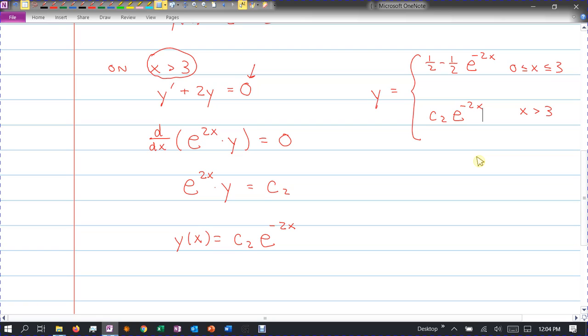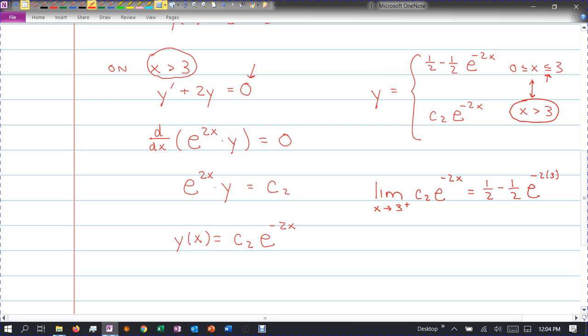So our discontinuity is happening here at 3, when we have a switch over from 3. What we want is basically that the limit as x approaches 3 of this function, approaching from the right hand side, that means we'd be looking here, to be equal to the function's value at 3. And if we're at 3, we're going to be right here, so that needs to be equal to 1/2 minus 1/2 e to the negative 2 times 3.